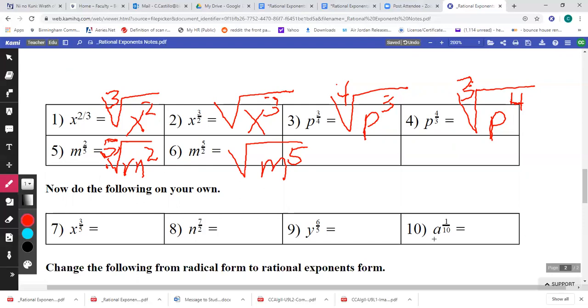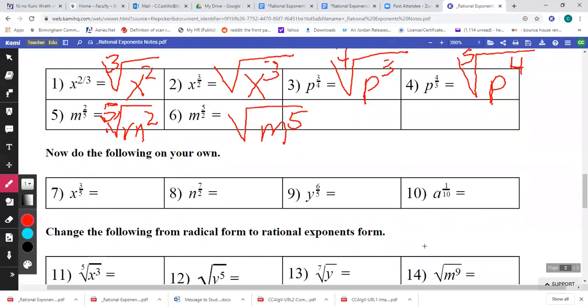Okay? So what I want you to do now is please pause the video and try 7 through 10 on your own first, then unpause it so you can see what the answers are. So number 7, so it's the 5th root of x to the 3rd. Number 8, once again, it's to the 7th power, but it's a square root. So once again, we're not going to put the 2 there, but that's how you write it.